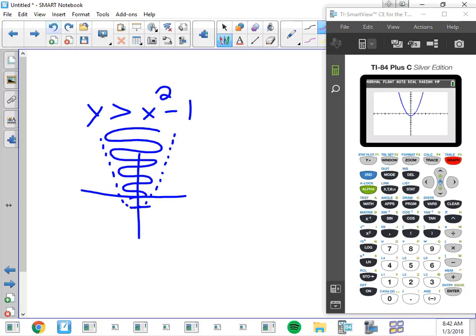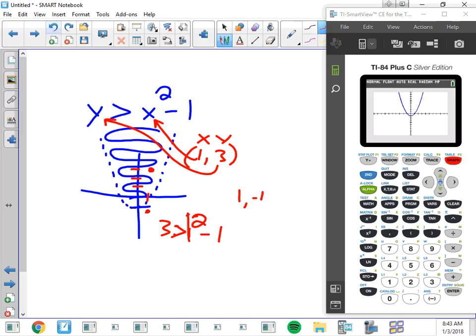So let's try one. Let's try the point 1, 3. 1, 3. That's an x and that's a y. If I put 3 in for y and 1 in for x, is that true? Is 3 greater than 1 squared minus 1? Yeah.